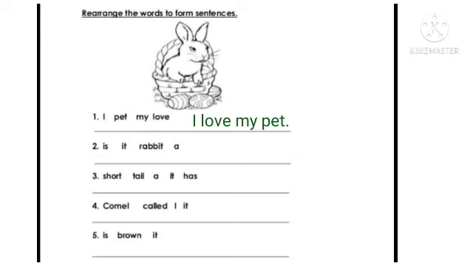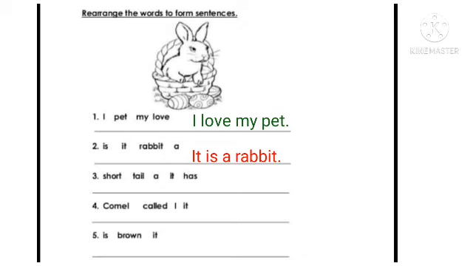Yes, I love my pet. That's a correct sentence. Second one, is it rabbit A? Yes, we can write the sentence like this: It is a rabbit.